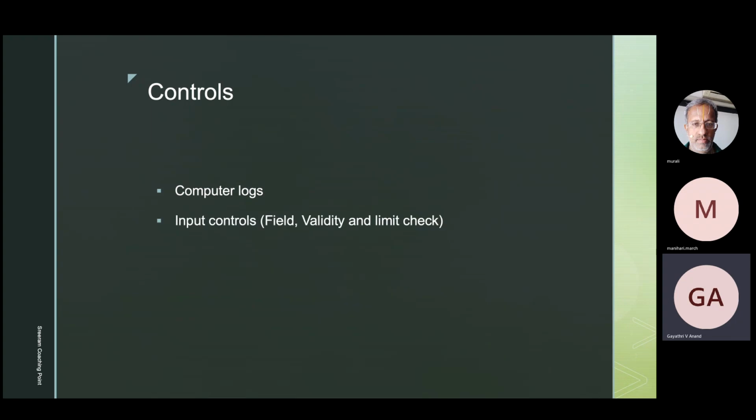Then you have input controls like field check, validity check, and limit check. Field check, validity is whether it is intact, whether something is valid, and limit check is you set a limit. It is as good as your UPI not allowing you to process a transaction beyond 2000, something like that.